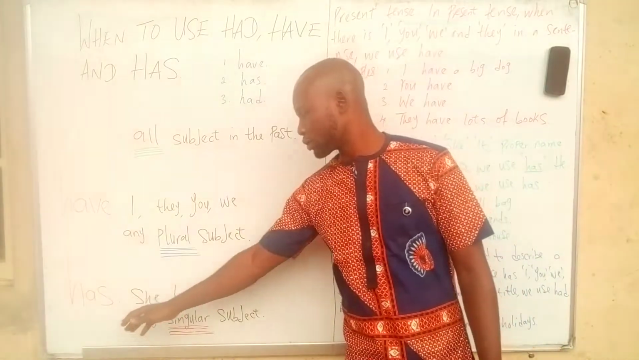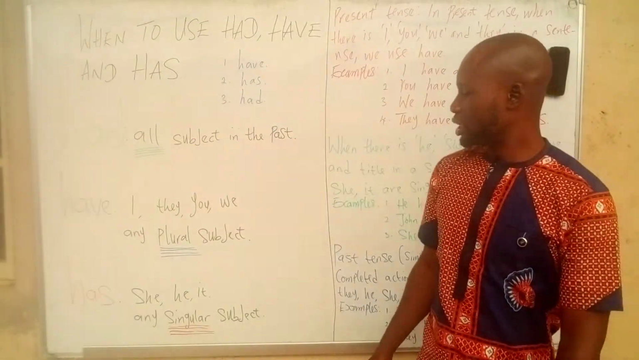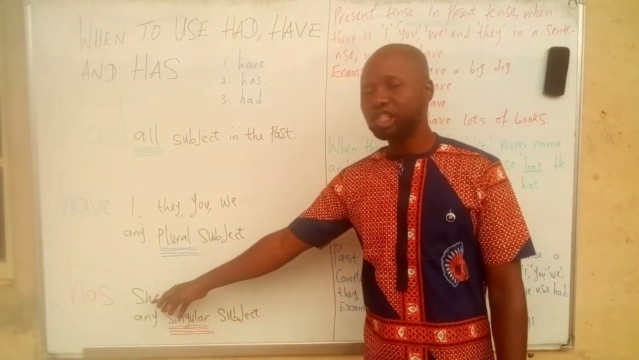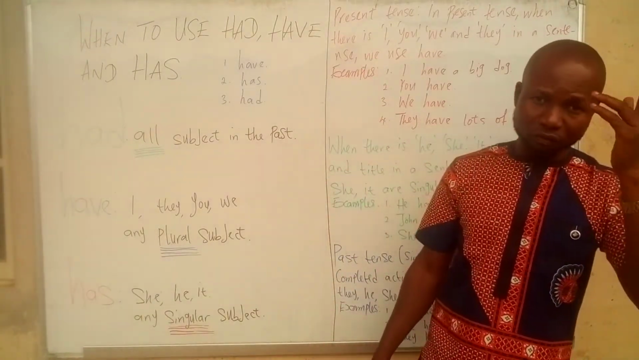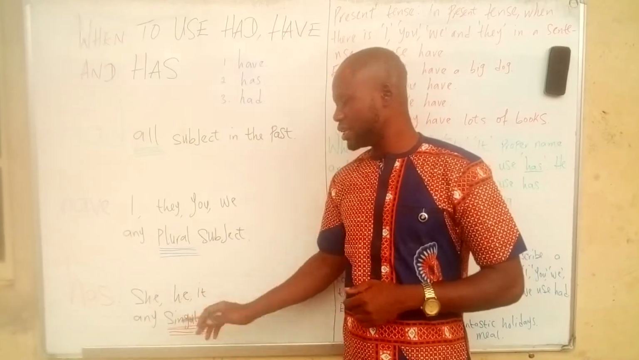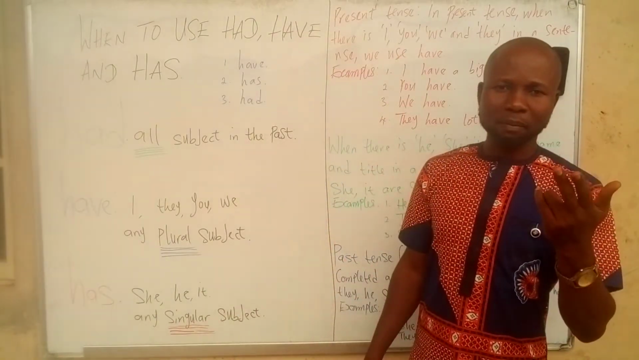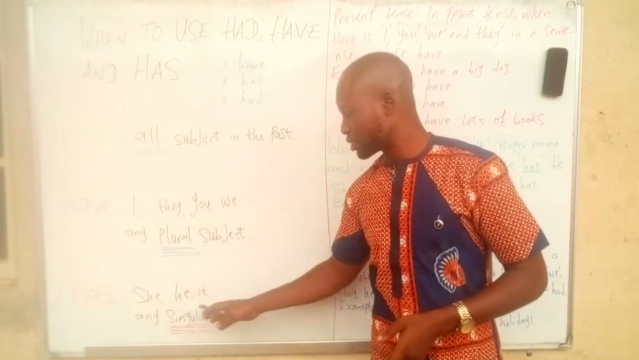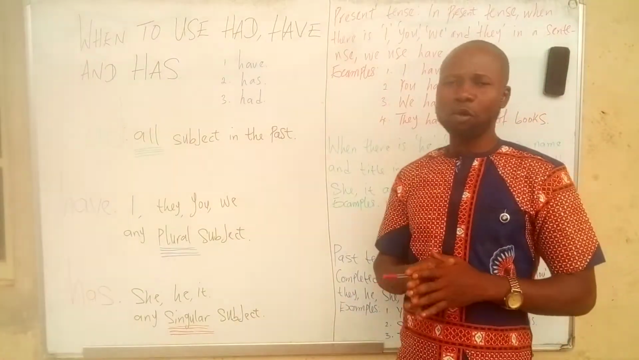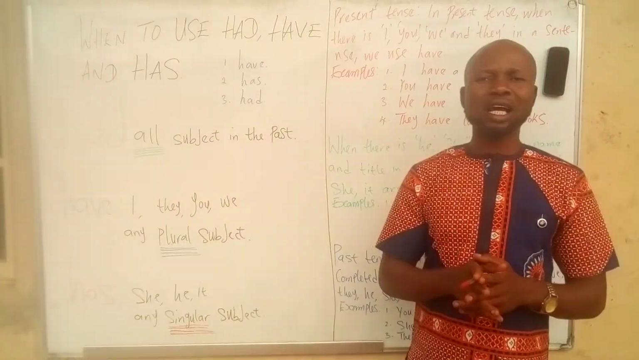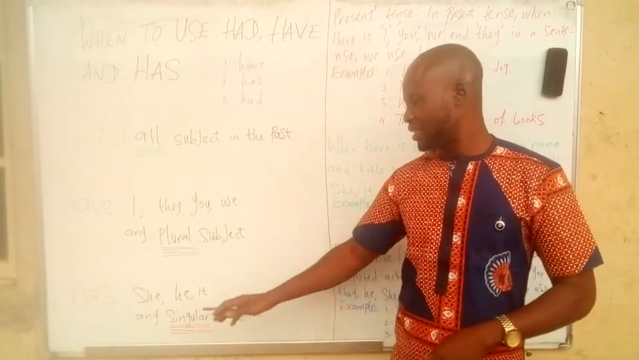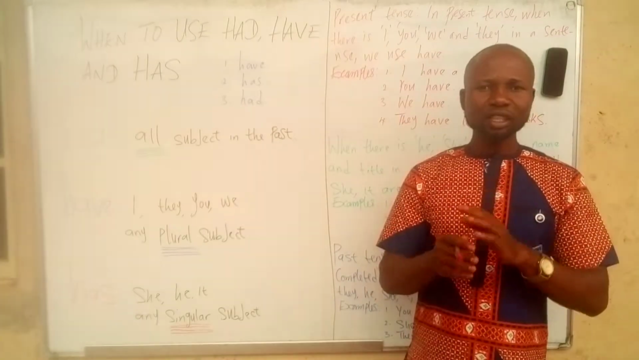Then the last one, has. We use it when we have things like she, he, it. She means one person, female, feminine. Then he is masculine. All these 3 are pronouns. And what is the work of a pronoun? A pronoun replaces a noun in a sentence. It means neutral.